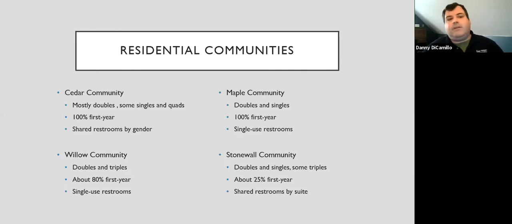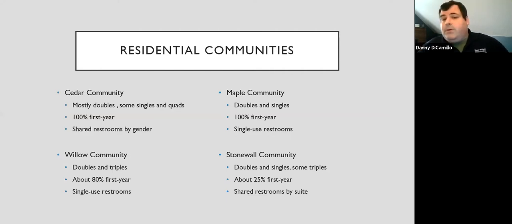Cedar is entirely first-year students, mostly doubles, but some singles and quads. The way that works is when you go into a restroom, all the male-identified folks share one restroom. All the showers, toilets, and vanities are in one galley bathroom. For our female-identified students, they also have an identical bathroom on the floor.